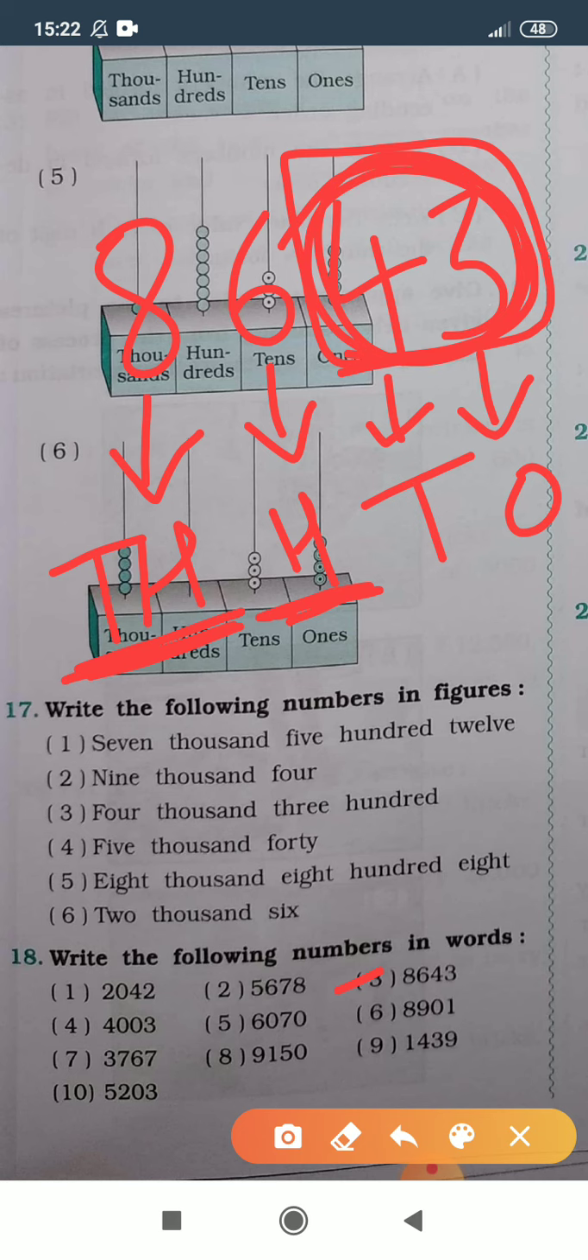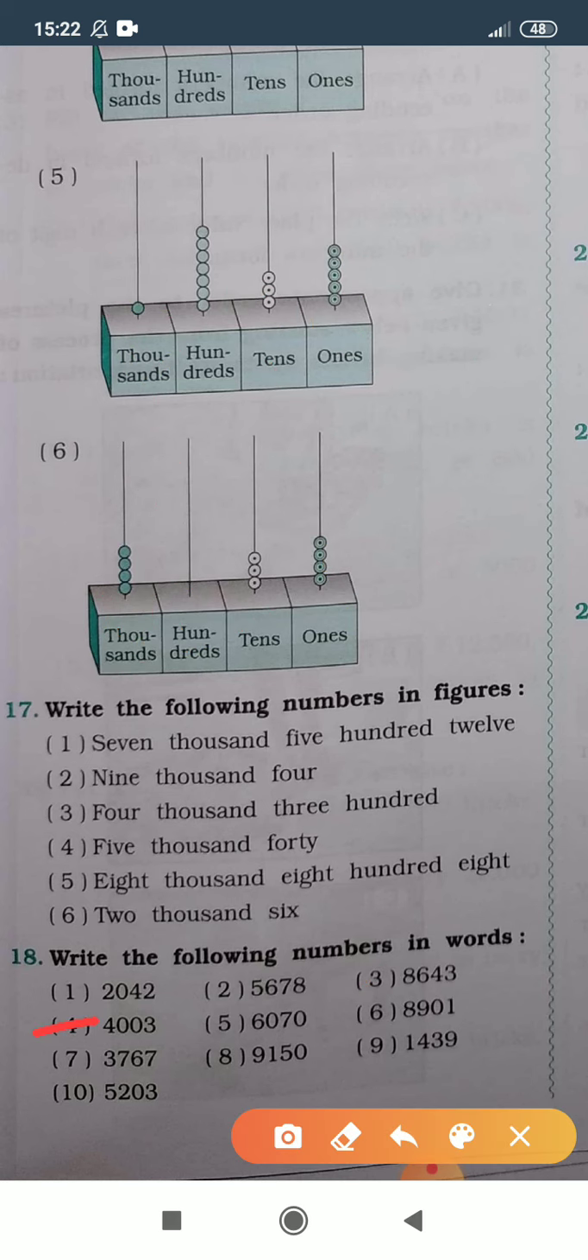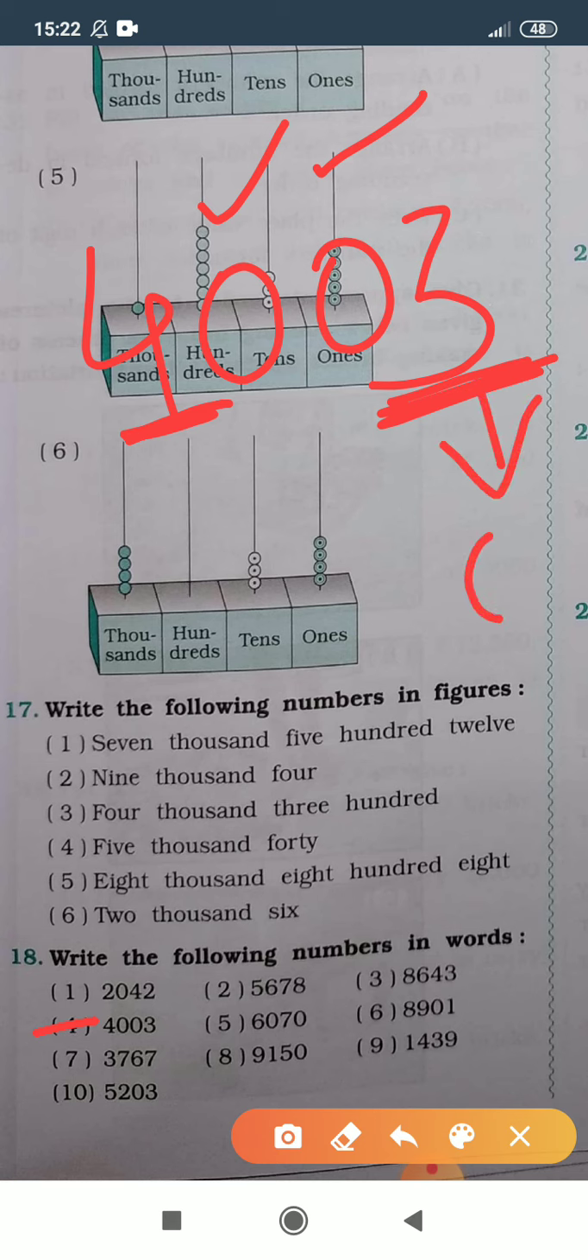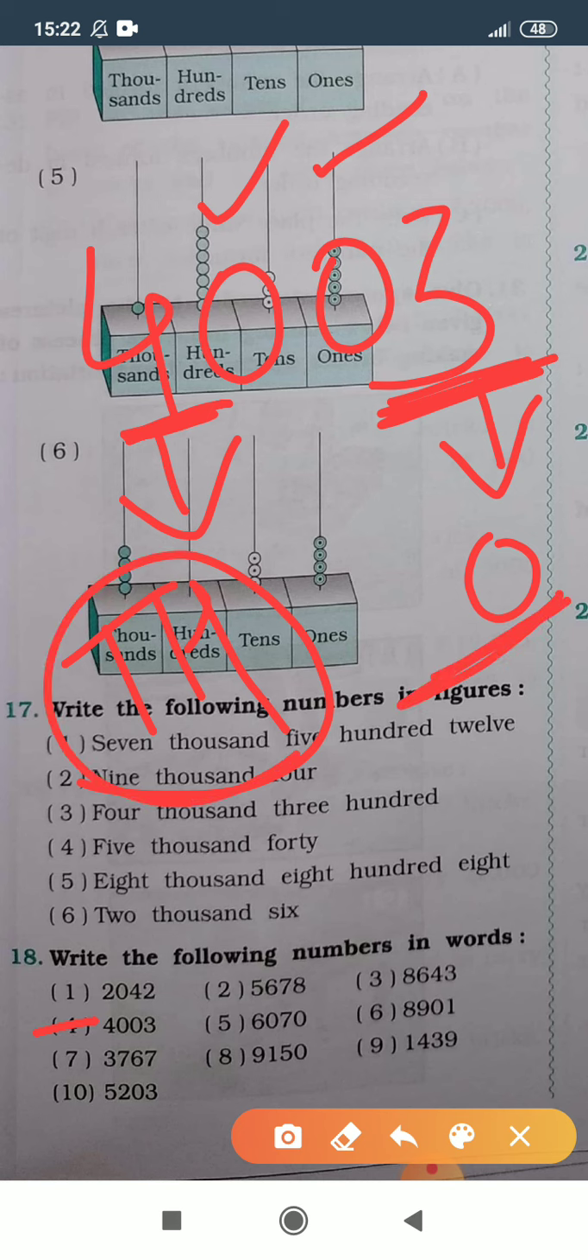This is your answer. Let's see number 4, 4003. Again these two zeros will not be pronounced in words, so we'll concentrate only on the numbers, that is 4 and 3. Let's see the place value of this number. 3 is on ones place and 4 is on thousand place. So 4003 is your answer. I am again repeating, 4003 is your answer.